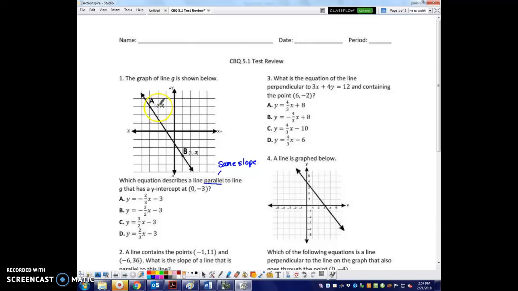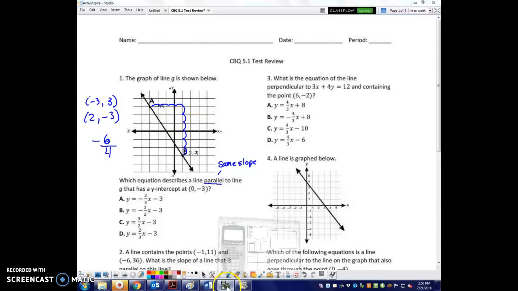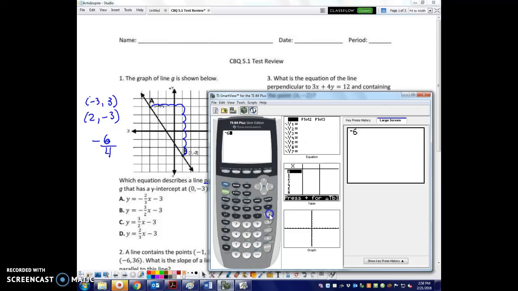You can either use stat, typing in the points (-3, 3) and the point, what is that? (2, -3)? (2, -3)? Okay, and you can find the slope that way. Or rise 1, 2, 3, 4, 5, 6, rise 6, over 1, 2, 3, 4, so 6 over 4, and it's going negative. -6 over 4, let's simplify it down. Math, enter. It's -3 over 2.